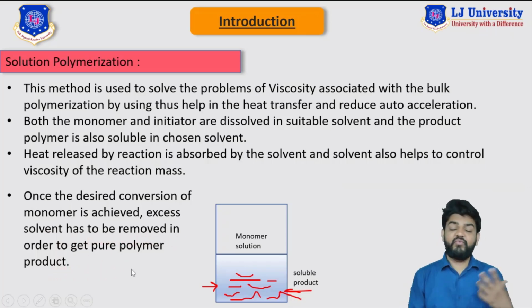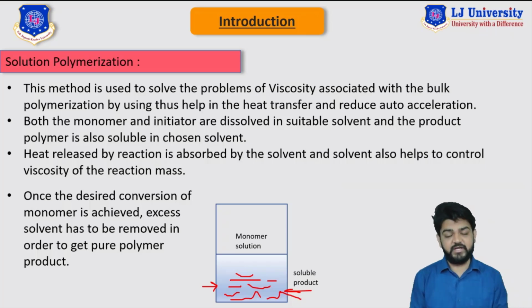Now once you have produced your desired product, that is your polymer, and you have achieved your desired conversion and yield, you can remove excess solvent by just evaporation, right? Water will be evaporated at 100 degrees Celsius. So with this kind of method, you can actually produce good quality polymer. So this is what the solution polymerization technique is about.